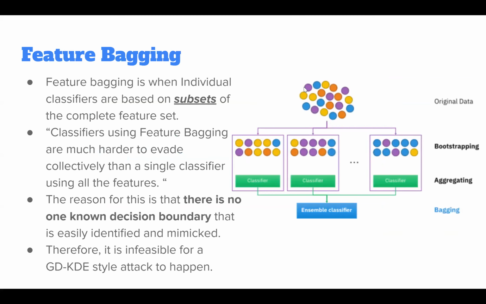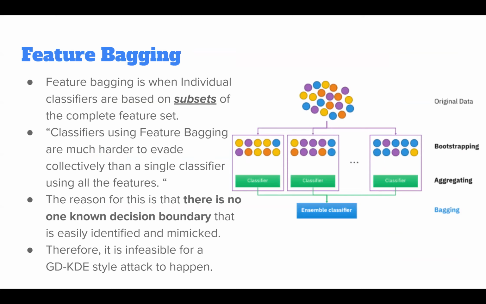So the solution to this is feature bagging. Feature bagging is essentially when individual classifiers are based on subsets of the complete feature set. Essentially, from your overall larger model, you're going to take a random subspace of the features that you're training upon, and then create an ensemble classifier using those random subspaces of features.